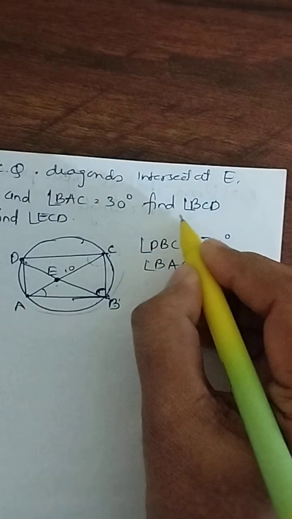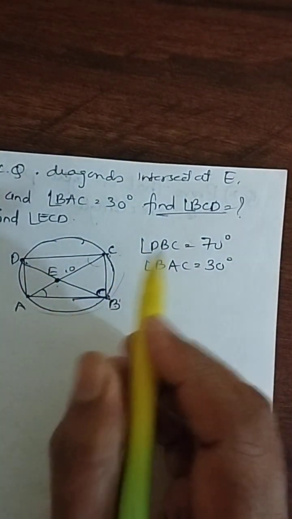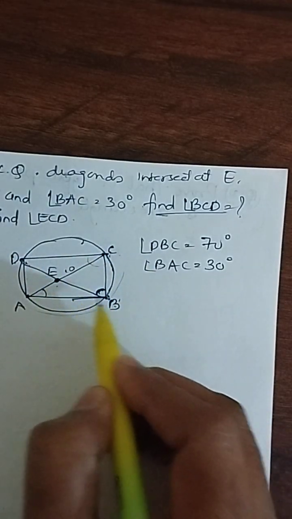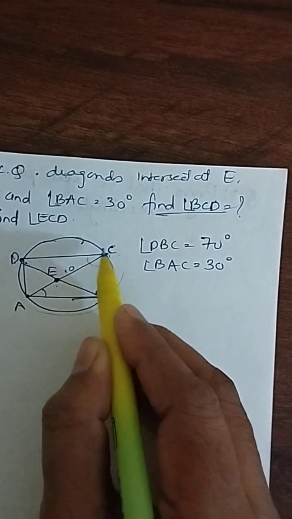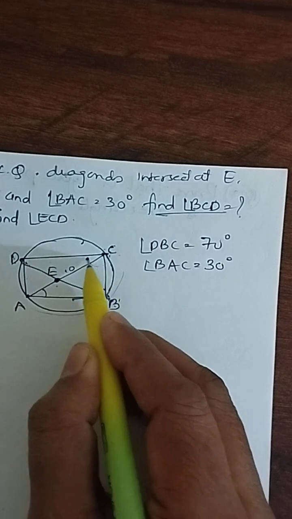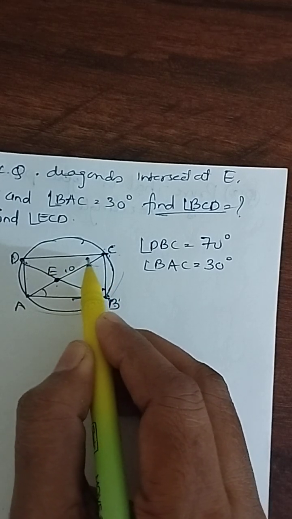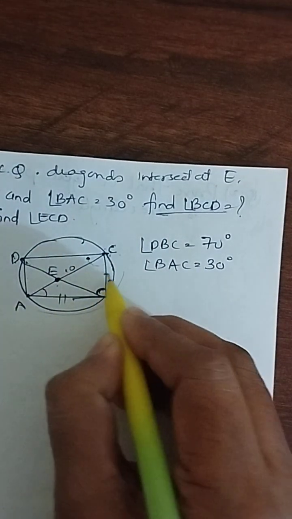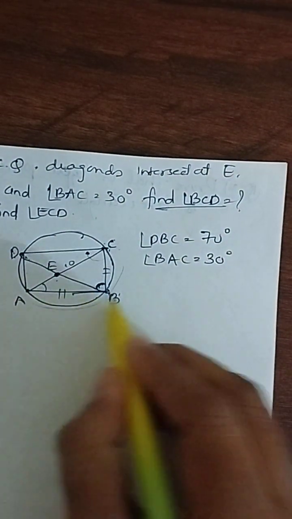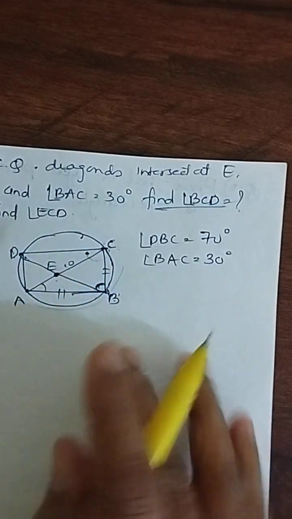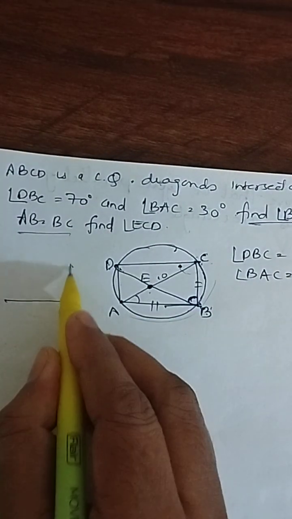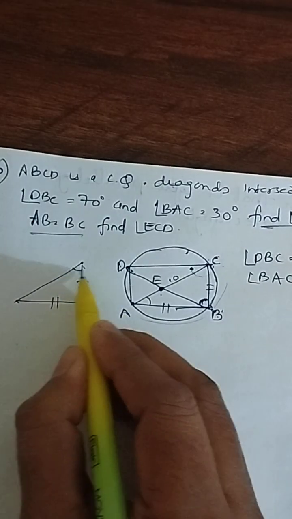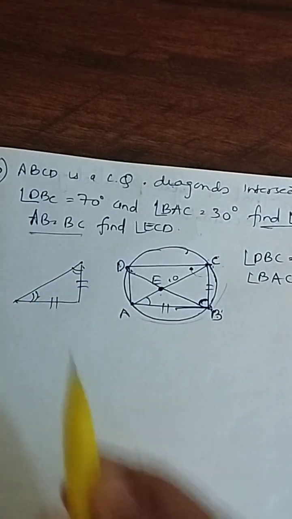BCD, which is the full angle. You have to find out angle BCD, and also ECD, the full part and this small part. They have also given that AB is equal to BC. When AB is equal to BC, the two corresponding angles will also be equal. When these two sides are equal, the corresponding angles also will be equal.